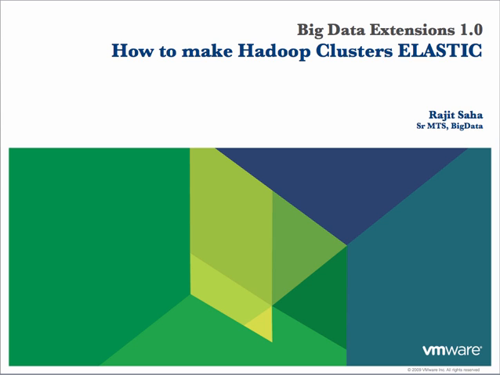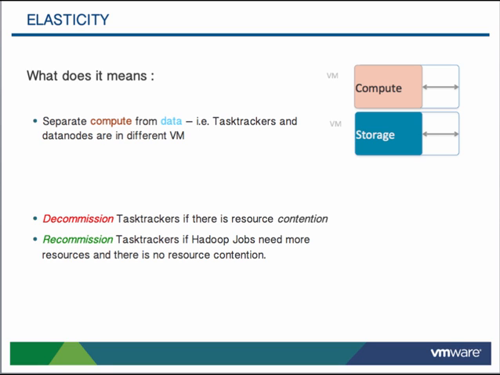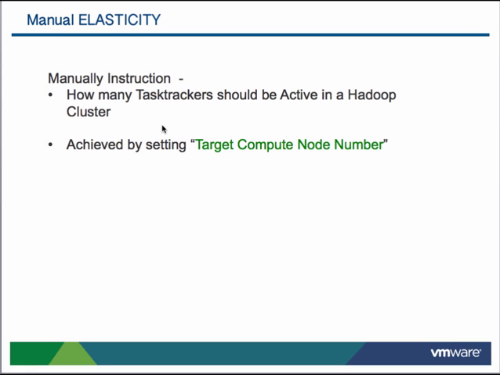Today in this video, we'll see how to make Hadoop clusters elastic. What is elasticity? We should do data and compute separation. Keep task trackers and data nodes in different VMs, and decommission task trackers if there is a resource contention, and recommission task trackers if some Hadoop jobs are running, we need more resources and there is no resource contention in the whole system. There are two different ways to create elasticity.